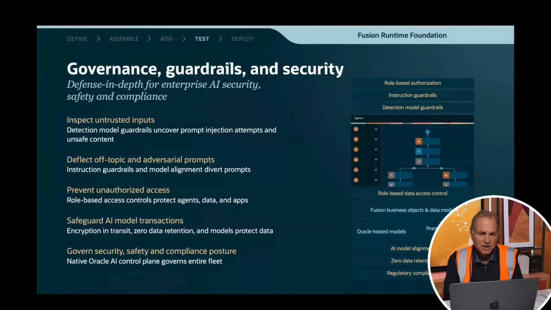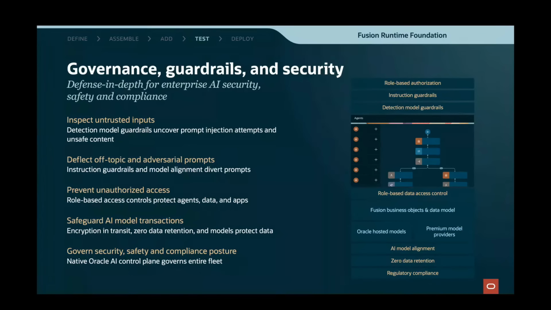Then we have guardrails and security built in. So this is where we start to leverage some of the OCI services. The OCI services are a kind of a net to catch a lot of things like jailbreaks or prompt injection. We encrypt all the PII data in transit. We always have zero data retention, but we make sure of it through some of these guardrails.